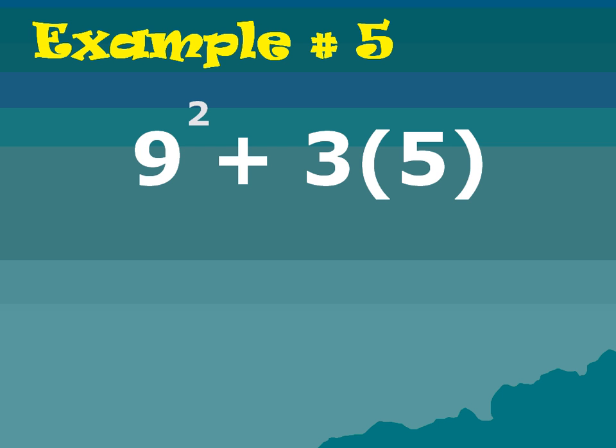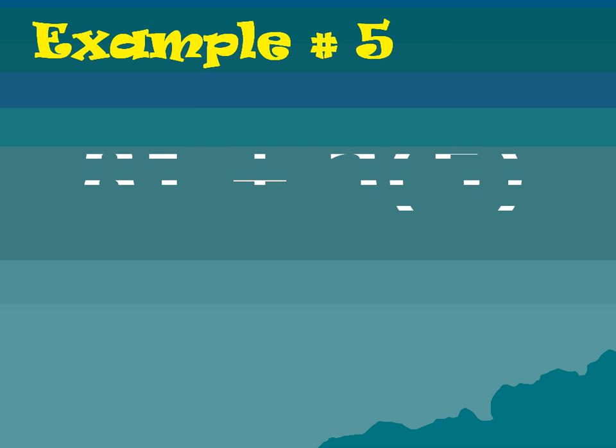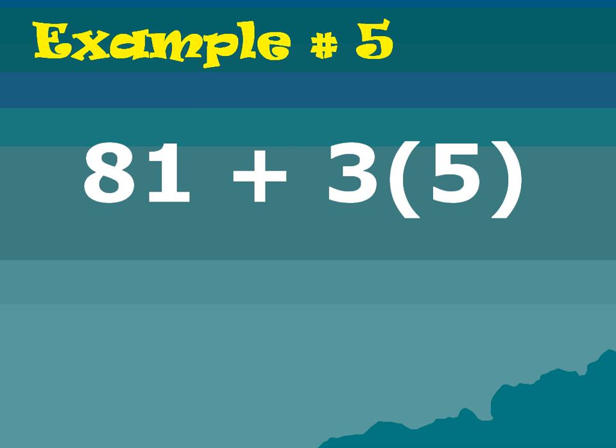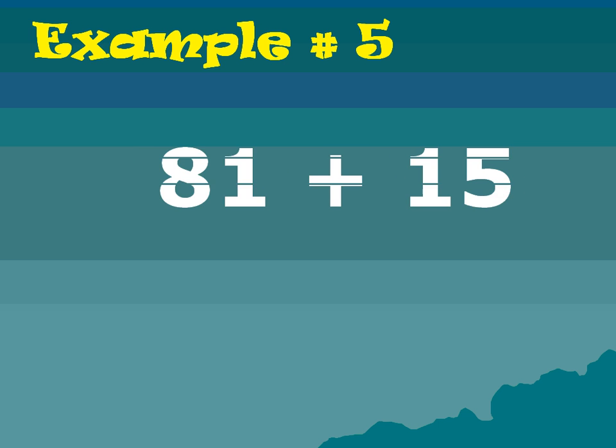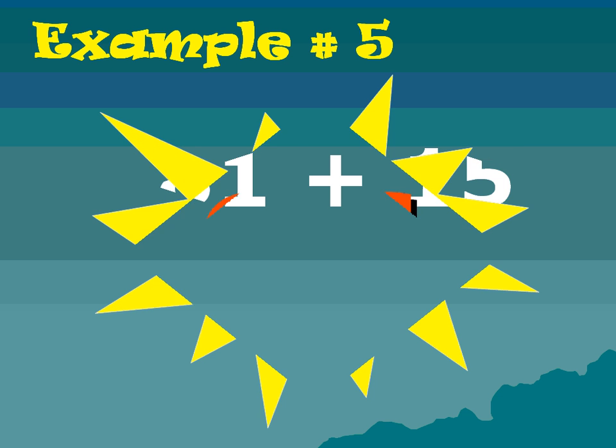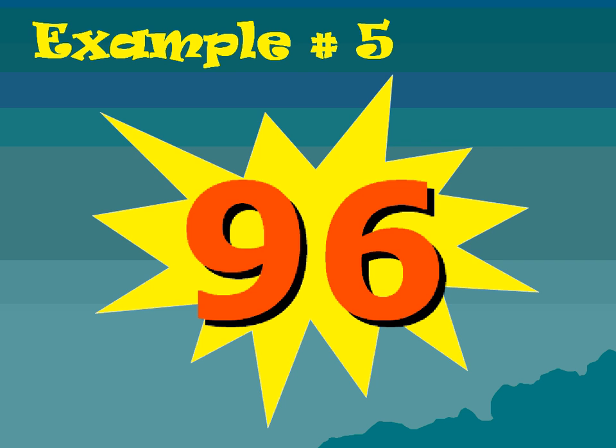Example number 5, from left to right. No parentheses here. I know people say, well, there's a parentheses around the 5. Yeah, but there's no operation in that parentheses. There has to be an operation that needs to be done. So the first step I do in this math problem is 9 to the 2nd power, which is 9 times 9, which makes 81. Then what I need to do from left to right is multiplication. 3 parentheses 5 means 3 times 5, which comes out to be 15. And last but not least, I need to combine these two together. And when I combine 81 and 15, I get 96.